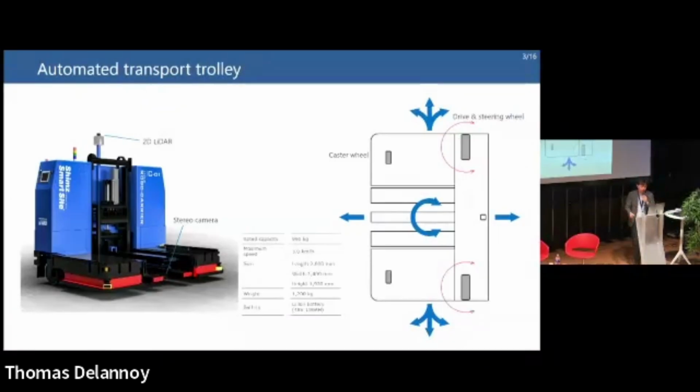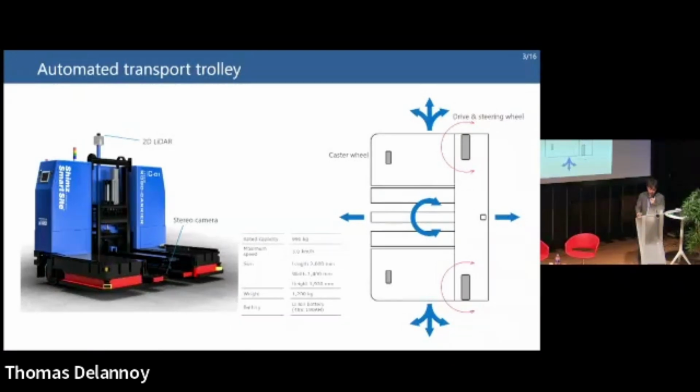This is an automated transport trolley. It has a loading capacity of 990 kilograms and a body weight of 1,200 kilograms. It is equipped with 2D LiDAR for localization and a stereo camera for detecting the position of materials.